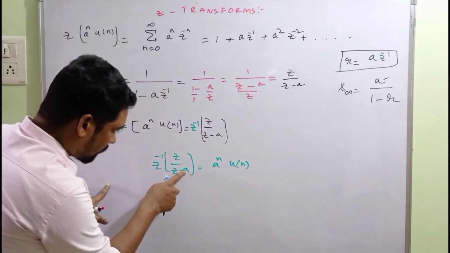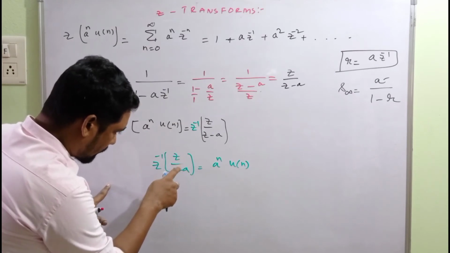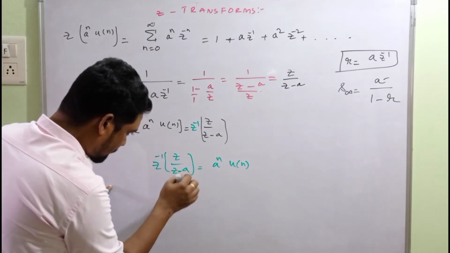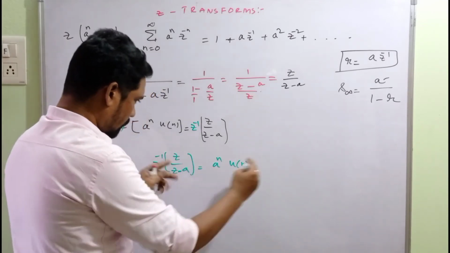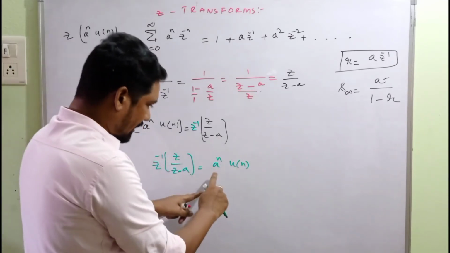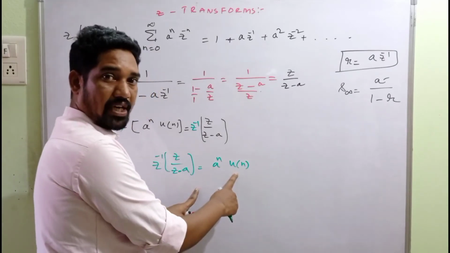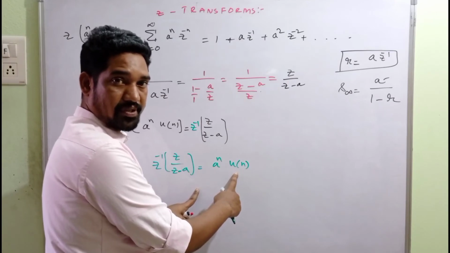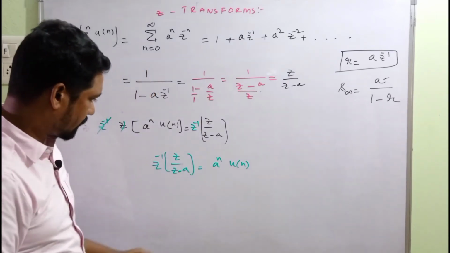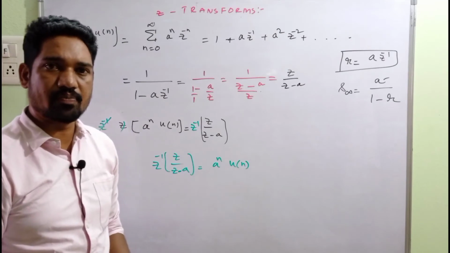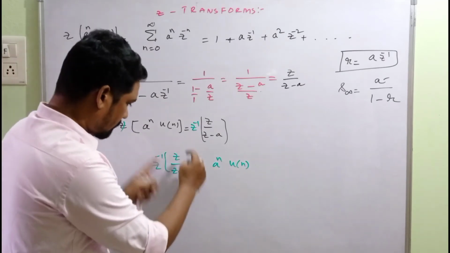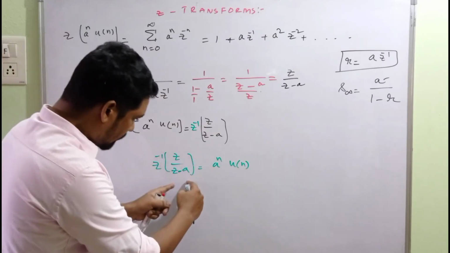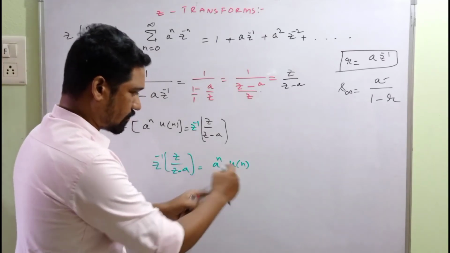So whatever the term z by z minus a, that can be written as a raised to n u of n when there is a need of evaluating the inverse z transform. Definitely, majority of the numericals will be concluded with this reduction, which gives us the inverse z transform to be this one.